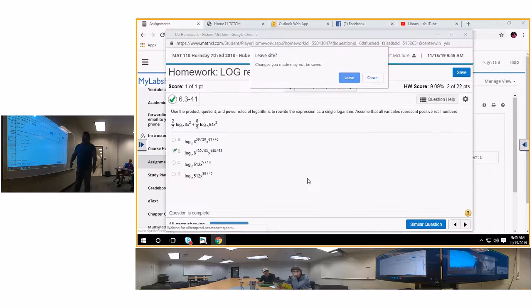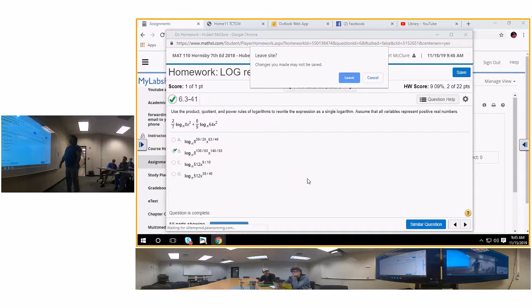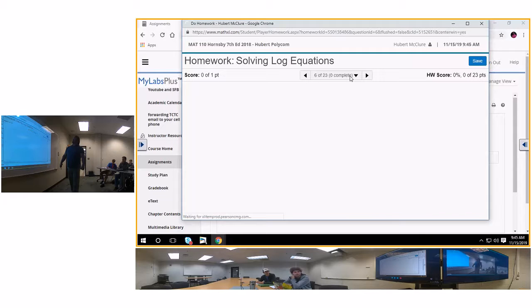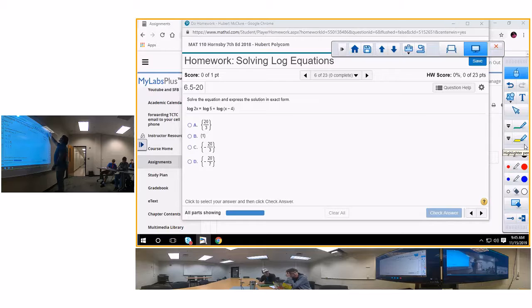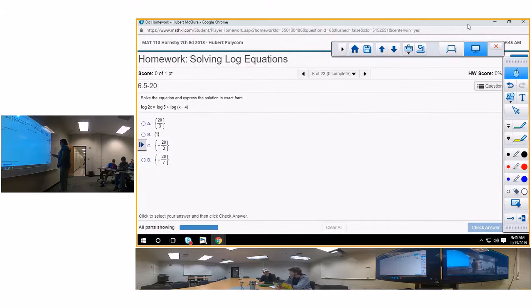These are all possible test questions. Okay, there's one right there. So let's do that one because we only got like 5 minutes for class. Love these Monday, Wednesday, Friday classes.